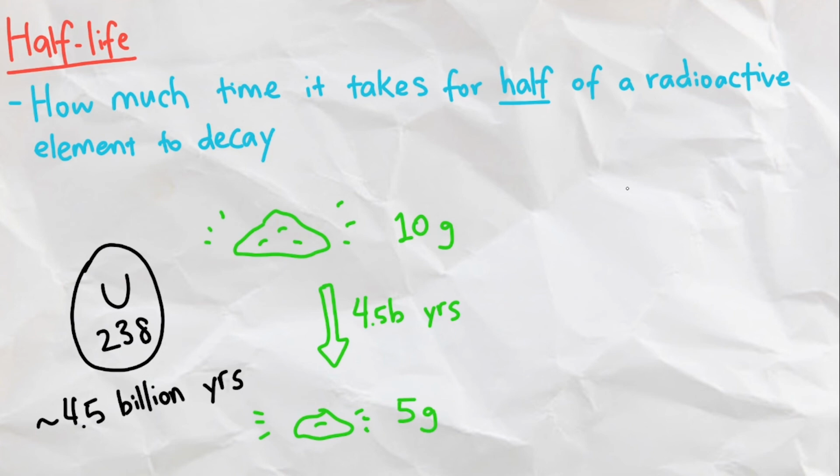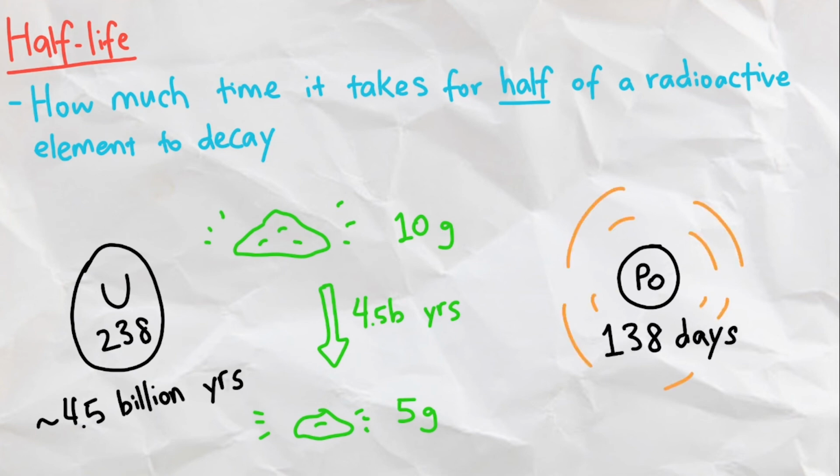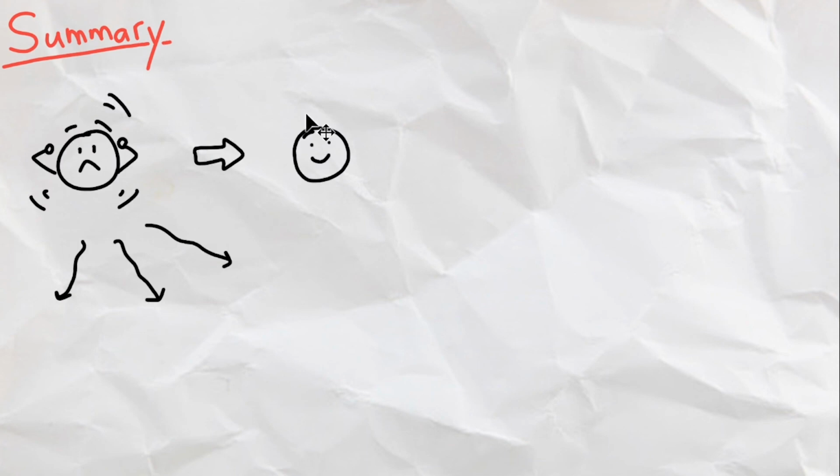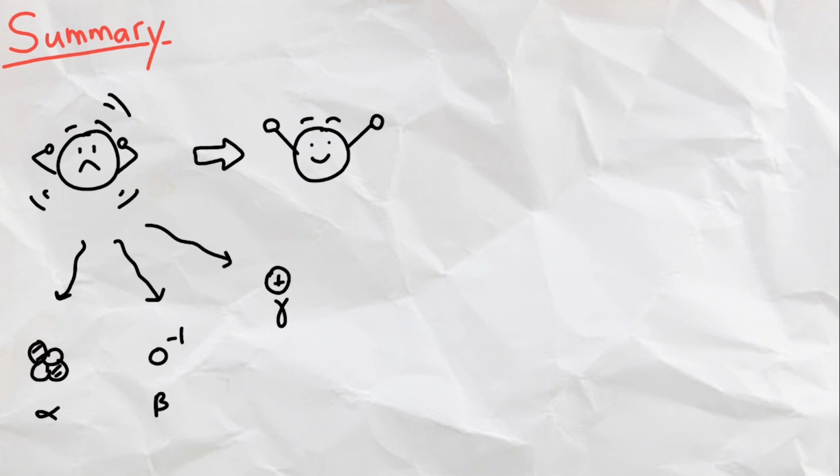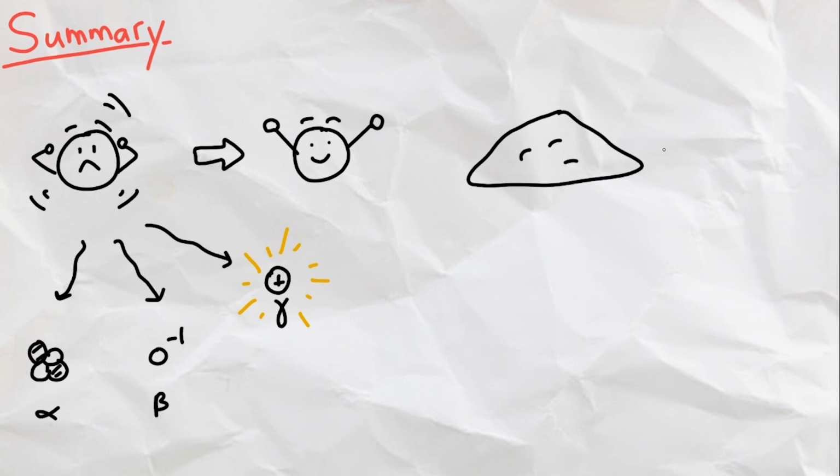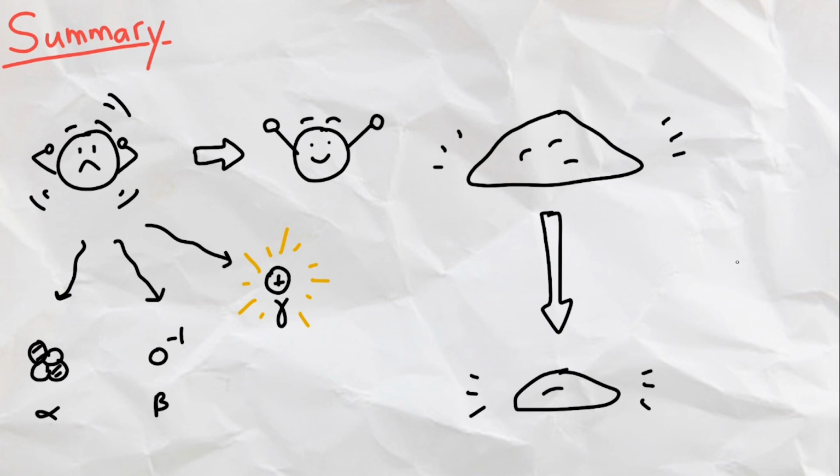In contrast, polonium is a radioactive element with the half-life of 138 days, making it the most radioactive element in the world. And there we have it. Radiation is caused by unstable atoms wanting to become more stable, by emitting alpha particles, beta particles, and gamma particles, the latter of which is extremely harmful. Many of the unstable isotopes and elements occur naturally, and their half-life tells us how much time it will take them to become half as unstable.